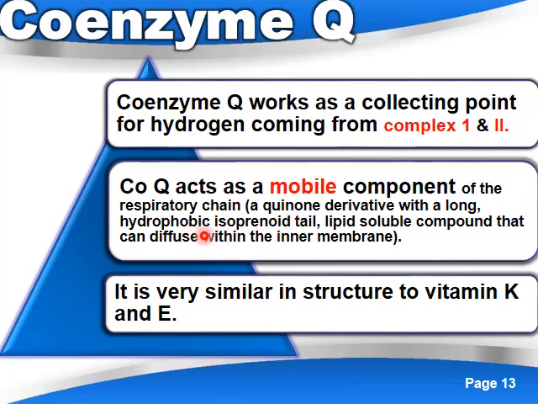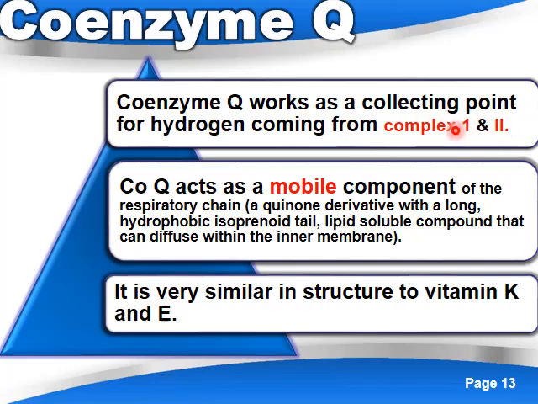It is a quinone derivative. It has a tail, a hydrophobic isoprenoid tail. This structure resembles vitamin K and vitamin E, which are fat-soluble vitamins. Because it is hydrophobic, it is lipid soluble. The mitochondrial membrane is lipid, so CoQ is mobile, free, and not fixed like the other components.